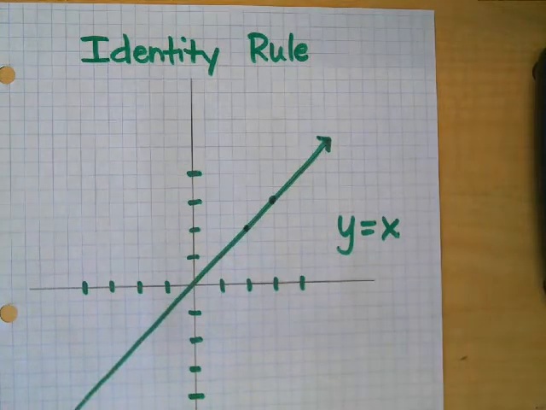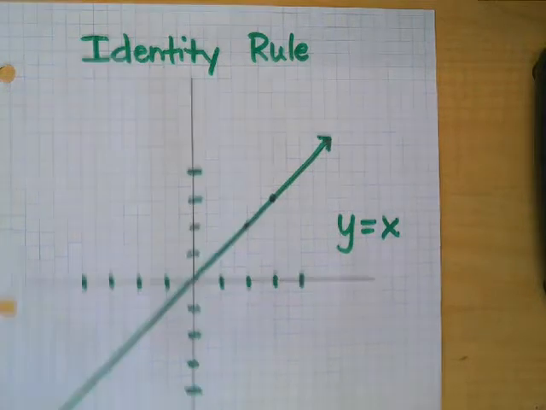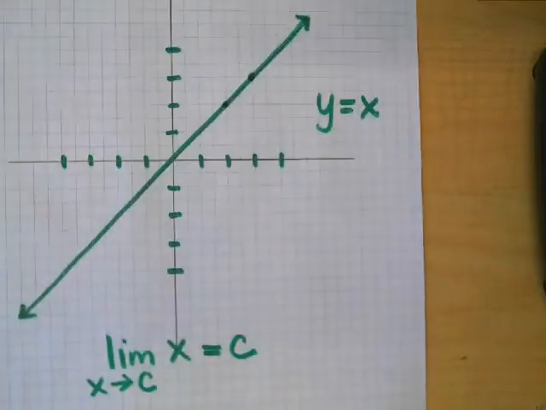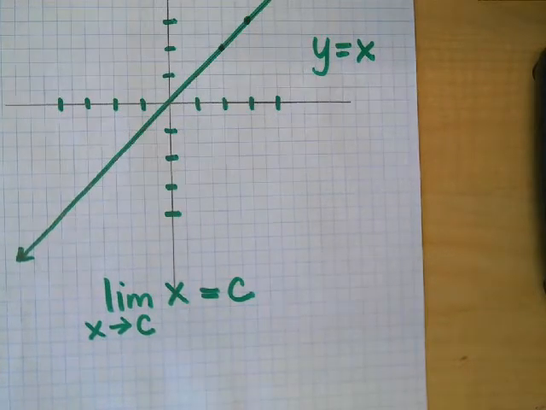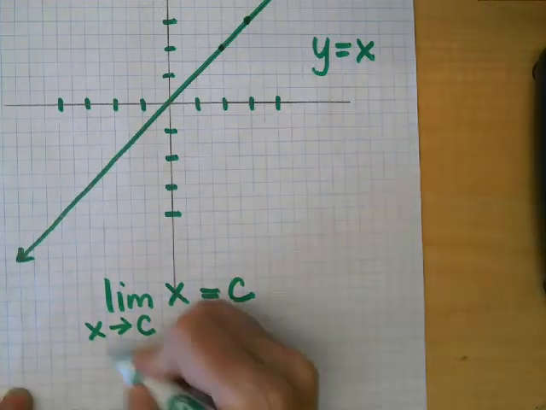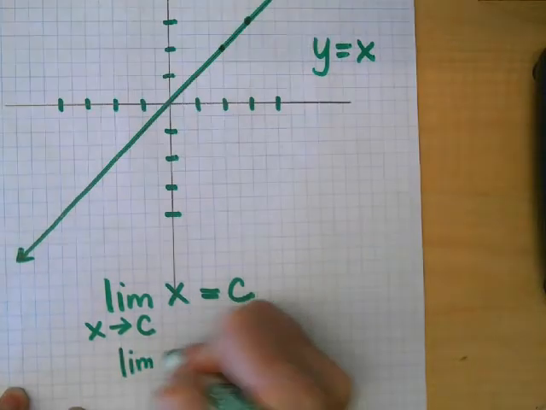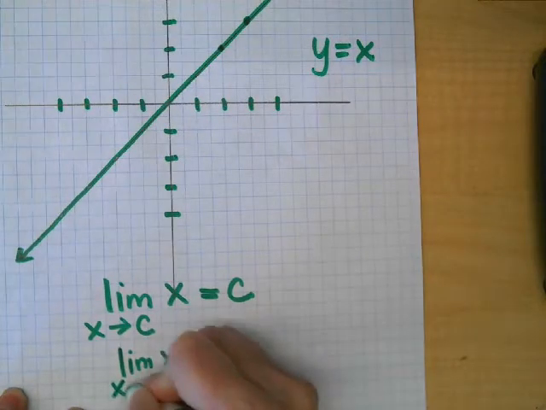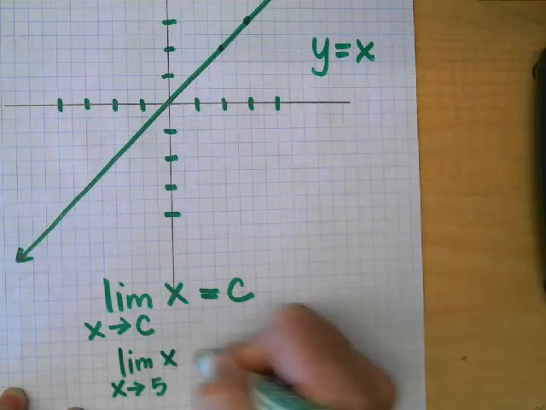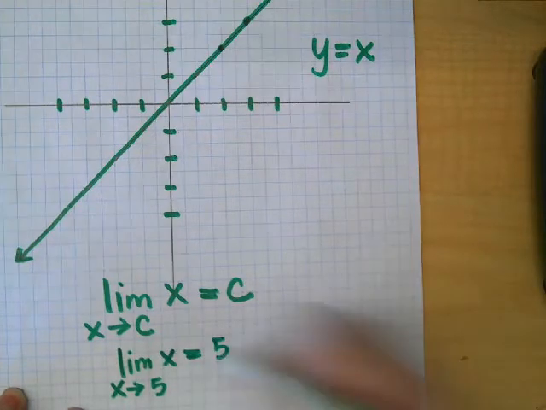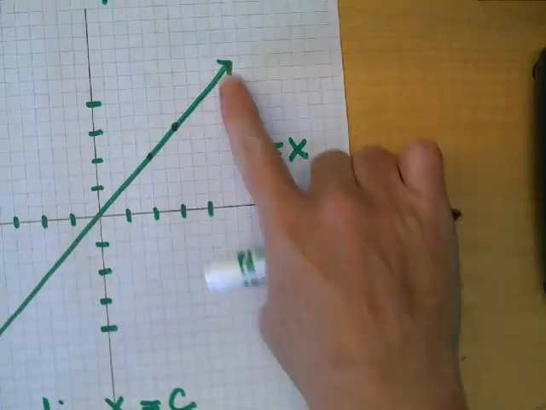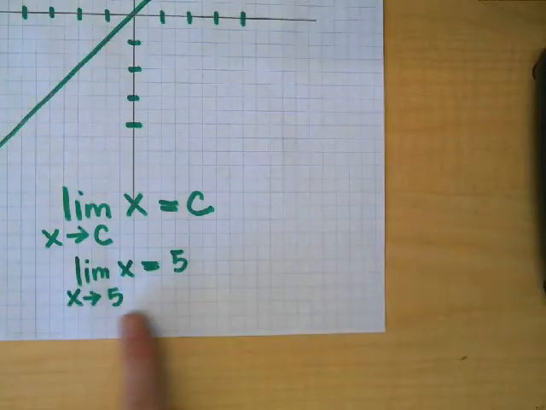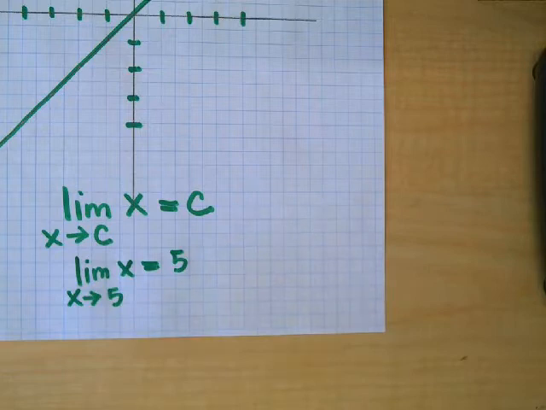Okay, so again, you want to think of that whenever you see something that looks like that right there. So I could have said, what's the limit of x as x approaches 5? Well, it'll be 5 because I'm plugging in when x is 5, y is 5. And then you'll start to recognize these, but make sure that you understand where they're coming from.